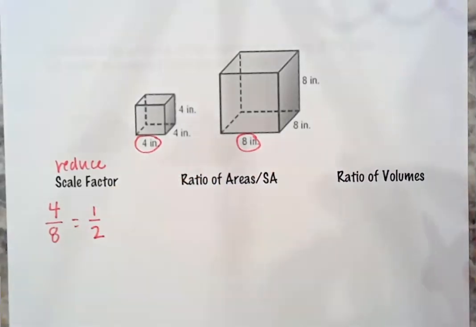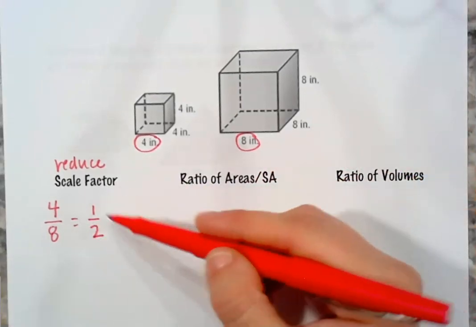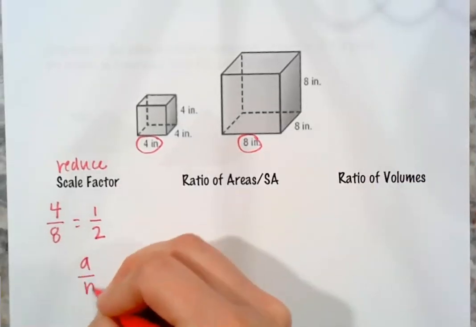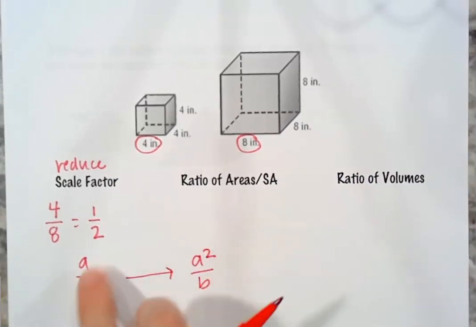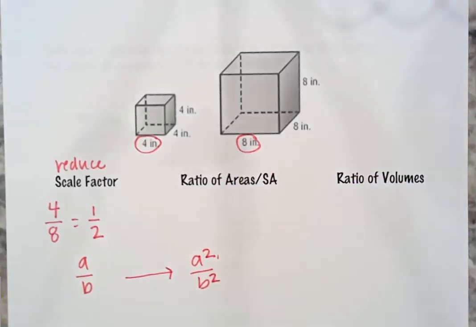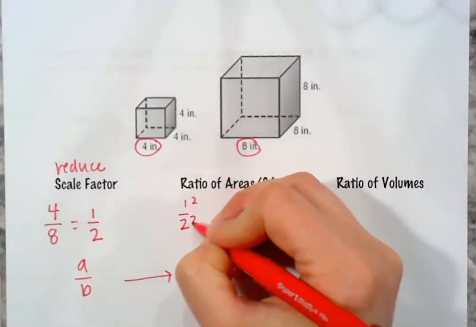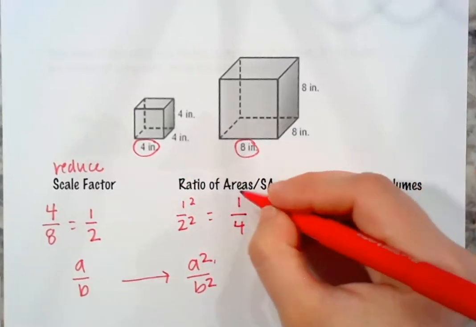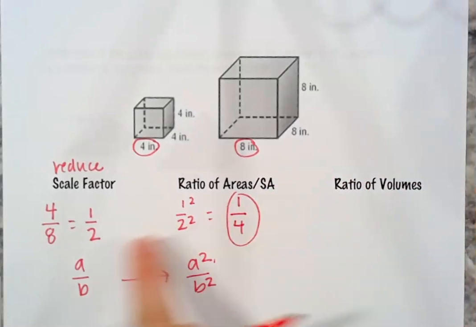Now, the ratio of your areas or surface areas. Do you guys remember what we did? If this is your scale factor, like A to B, how do we get to A squared to B squared? What do we have to do to these to make it A squared to B squared? Yeah, you said it. We square it. So 1 squared is just 1, and 2 squared is 4. So this would be the ratio of our areas. Really, this was the lesson we did a couple weeks ago.